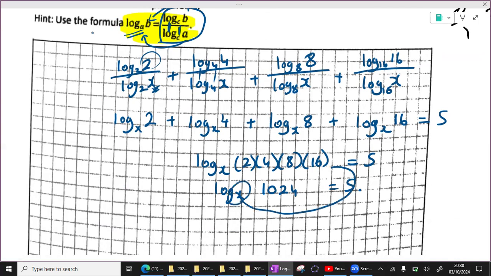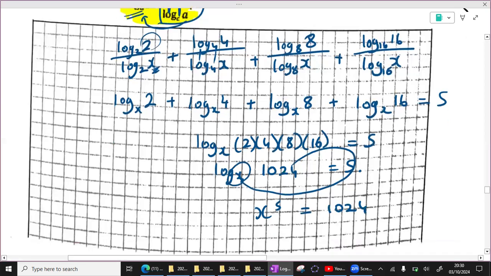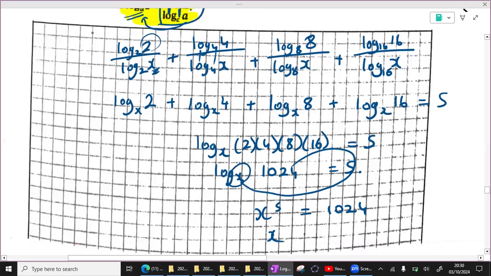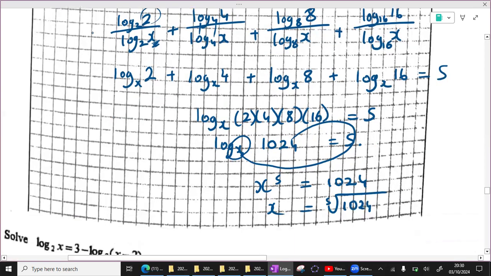I do the snail. So I do x to the power 5 is equal to 1024. And how do I get rid of the power 5? Well, I do the fifth root of 1024. And the answer is 4. And that was 10 marks.